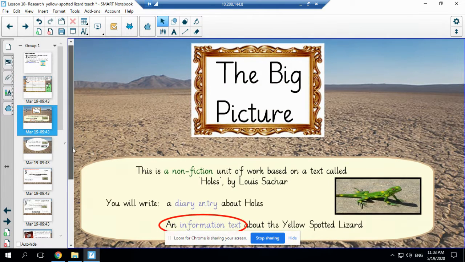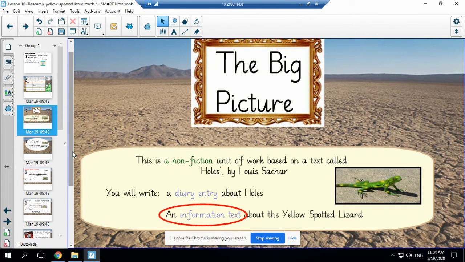So we have already done one piece of writing. That was a diary entry about Holes. And this week we have got started thinking about our information text that we will be writing about the yellow-spotted lizard. So a different piece of writing, which is non-fiction.